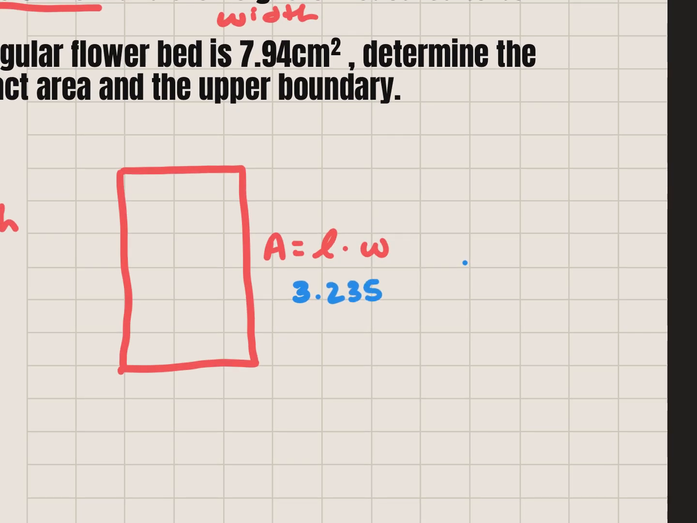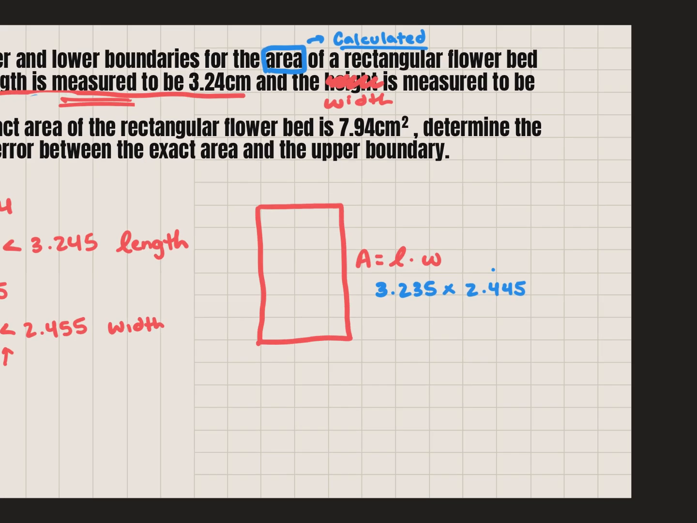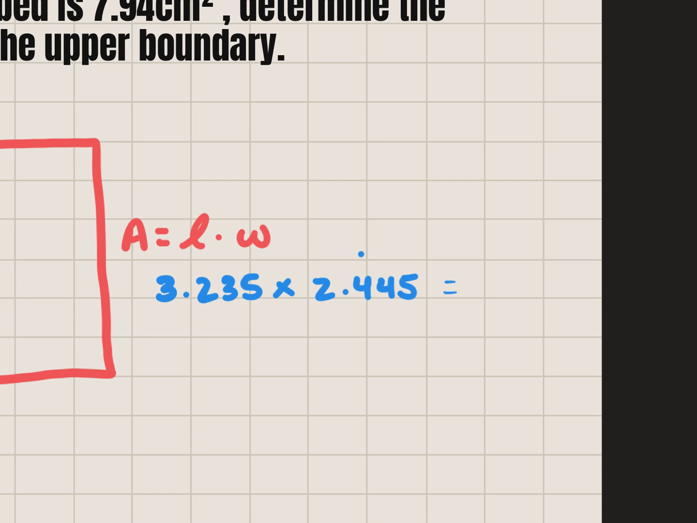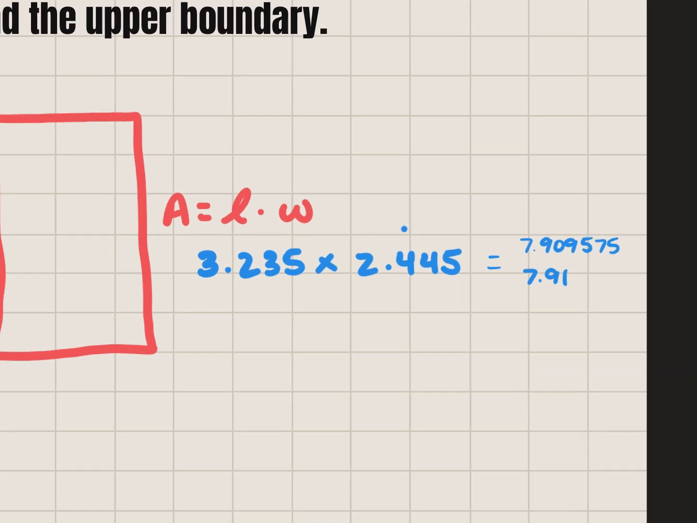So I'm going to take 3.235 times 2.445. Okay? And that's going to give me 7.909575. And again, remember, we round to three significant figures in our answer. So 7.91 would be our three significant figures.